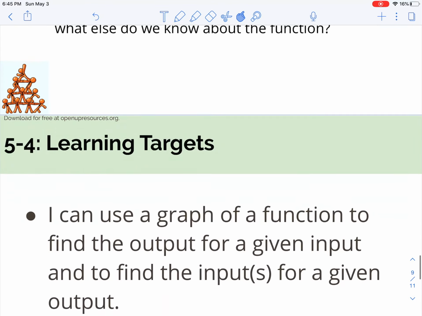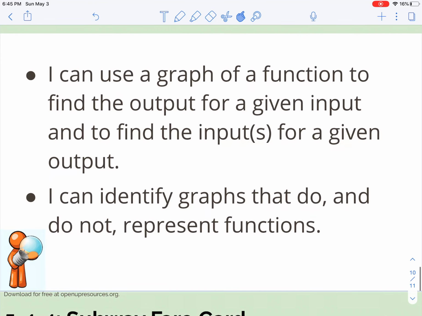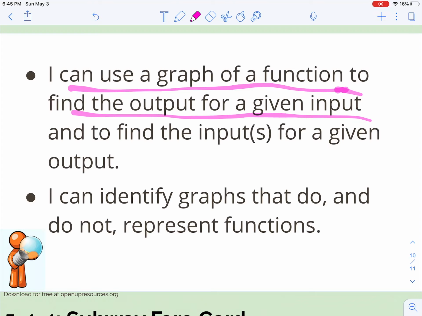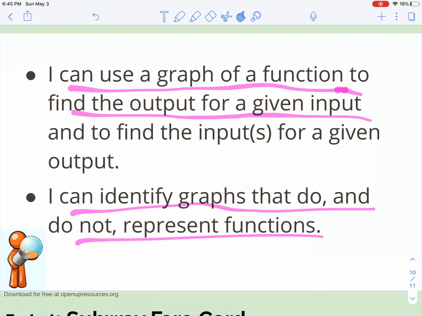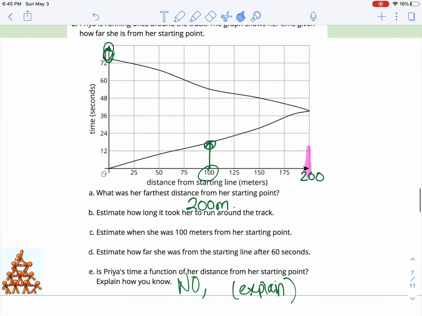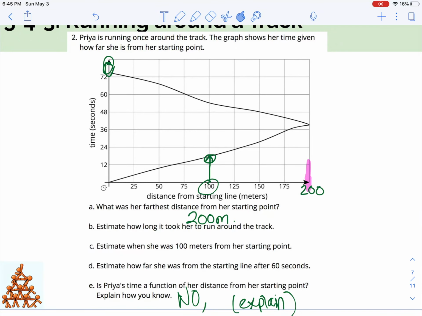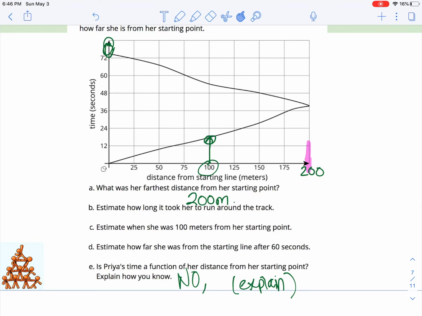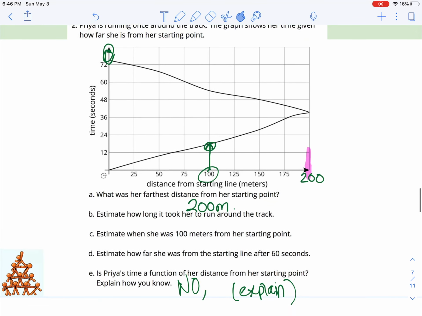All right, lesson synthesis. So this is generally what we wanted to walk away with, being able to say, I can use a graph of a function to find the output for a given input. We did that. Okay, I can identify graphs that do and do not represent functions. For example, I have a feeling this is going to be confusing for people. This whole lesson is pretty confusing. I apologize because I did not write this book. It's not the best book, but it's what we have.